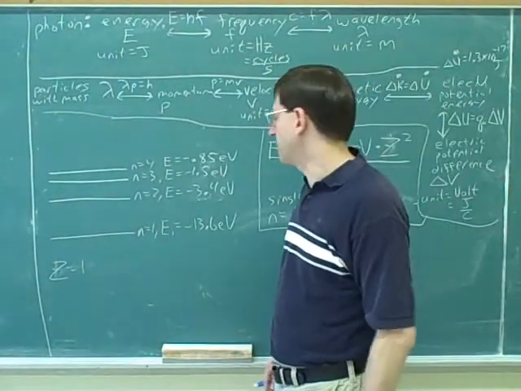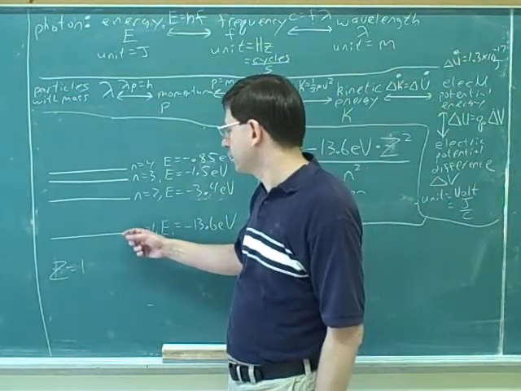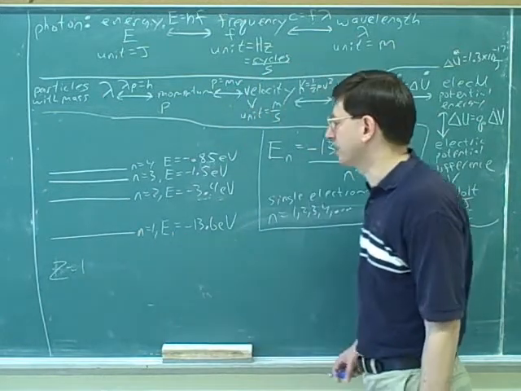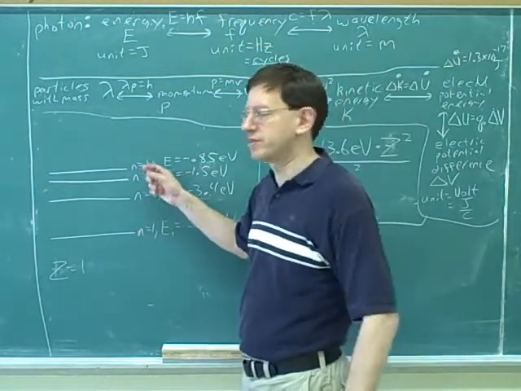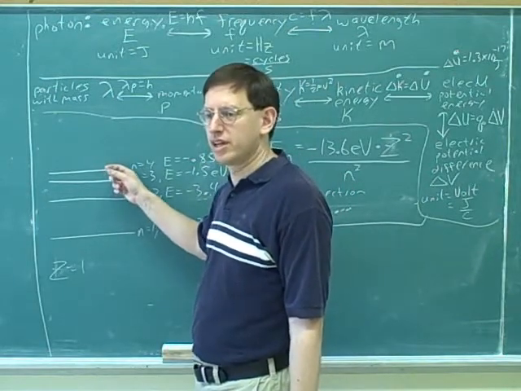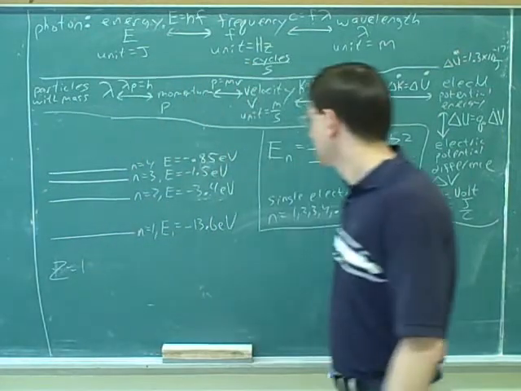Now, there's a couple things to notice about these. Remember, this is the electron that's happiest, so it's closest to the nucleus. This is the happiest it can get, the closest to the nucleus that it can get. These are less happy because they're further from the nucleus. Notice that the energy levels keep getting closer and closer to each other.